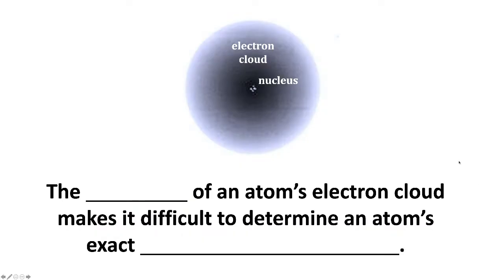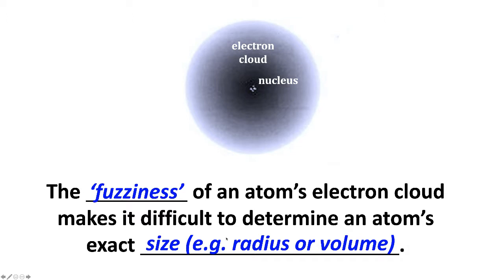If we try to determine the size of an atom, it turns out that's quite difficult to do because an atom consists of a nucleus surrounded by an electron cloud or electron density that doesn't have a very sharp edge. It's kind of fuzzy, and the fuzziness of an atom's electron cloud makes it quite hard for us to determine the exact size, such as the radius or the volume of the atom. So how do we do this? What do we do to determine an actual value for the size of an atom?